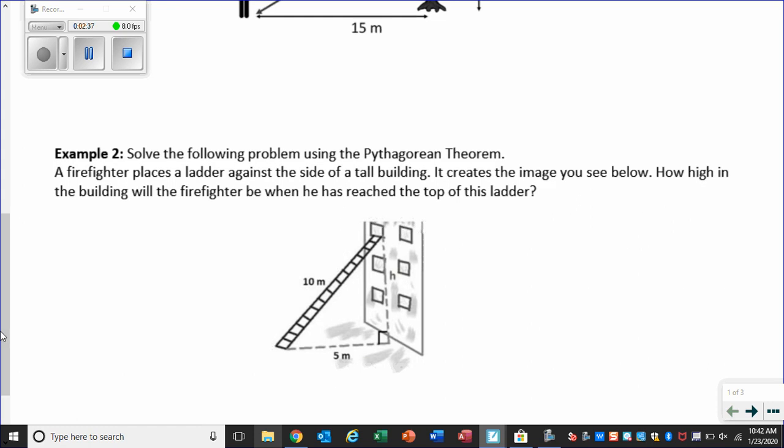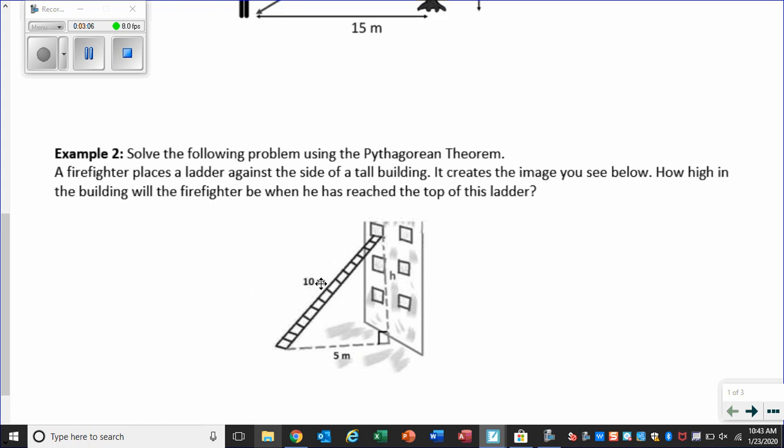Solve the following problem using Pythagorean theorem. So they told us it's going to be a right triangle because we can use that. A firefighter places a ladder against the side of a tall building. It creates the image you see below. How high in the building will the firefighter be when he reaches the top of the ladder? So if you notice, it creates this right triangle, okay? And we're going to use Pythagorean theorem to find the missing side here, this height, okay?